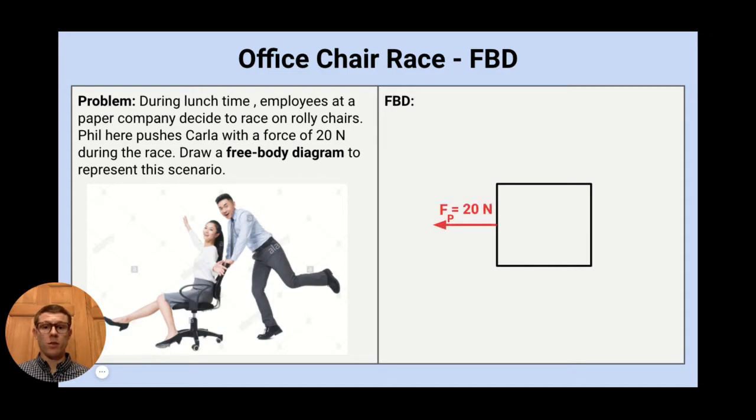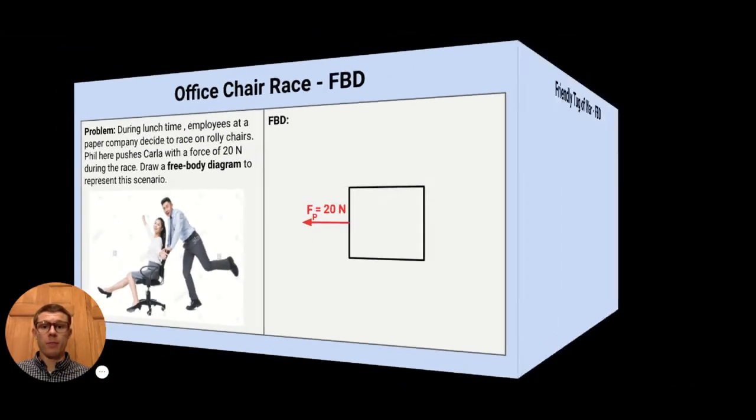We then draw in our force vector. Here we have a force, F subscript P, P for Phil in this case. This represents the force that Phil is applying onto the chair. In this case, it's 20 newtons, so we have it that it's equal to 20 newtons. Note that the arrow points left this time because Phil is physically pushing to the left. All right, so this is a relatively simple free body diagram.